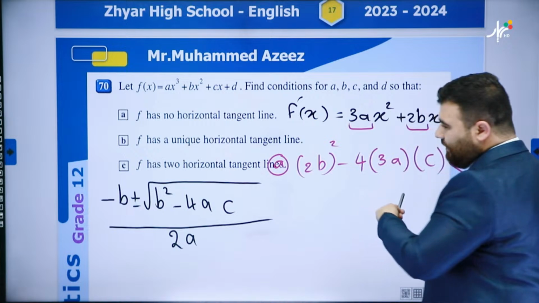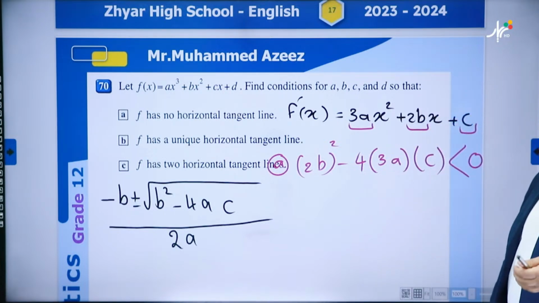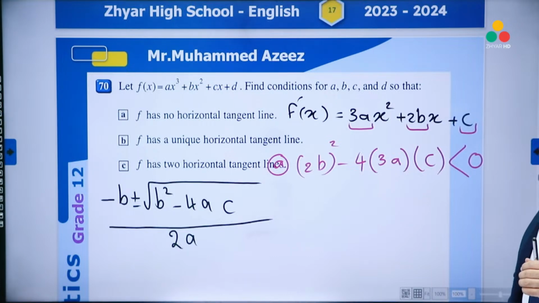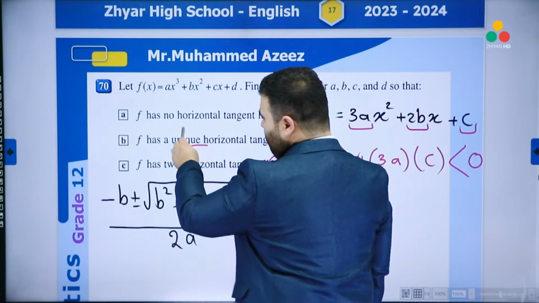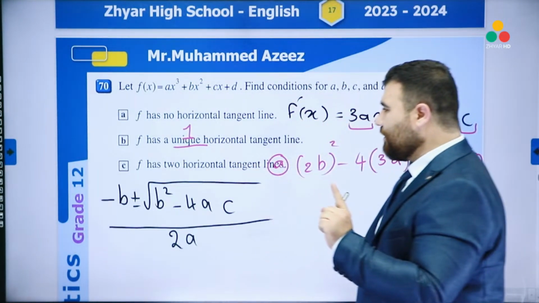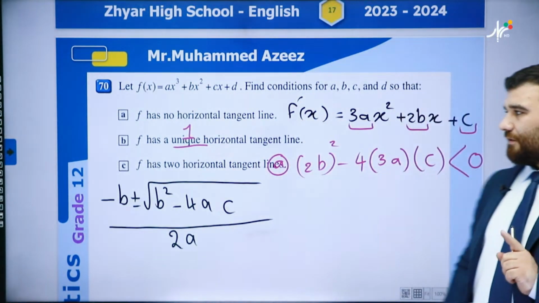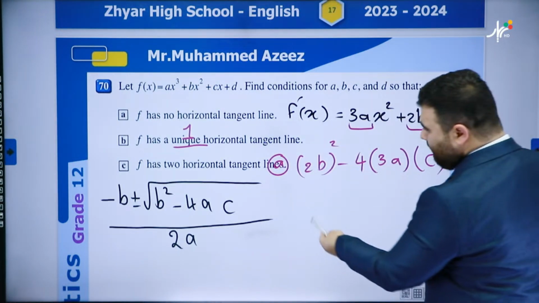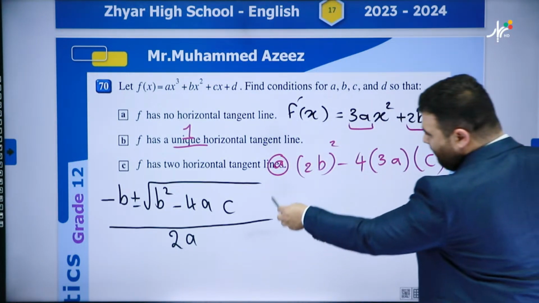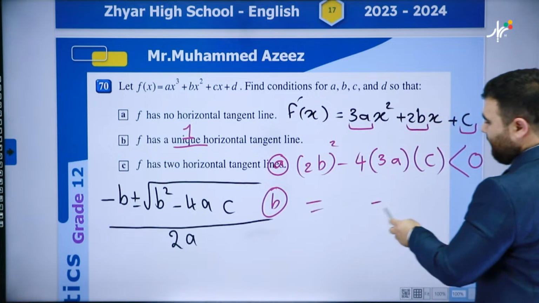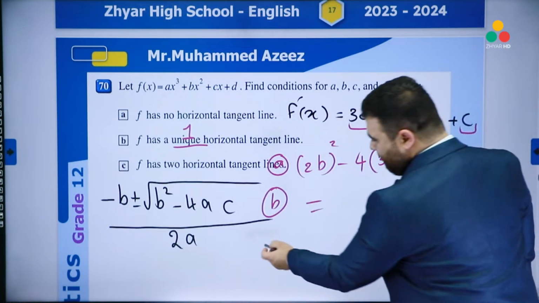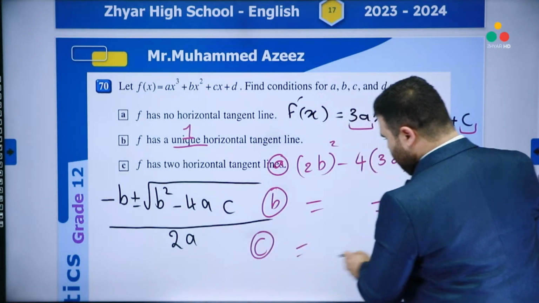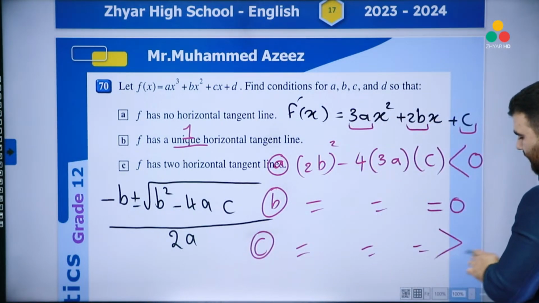For part B, same thing. If 2b squared minus 4 times a times c is equal to 0, then it has a unique. Unique means 1. It has one solution, which means it has one horizontal tangent. So for part B, we write the same thing, except it should be equal to 0. And for part C, everything is the same, but it should be more than 0.